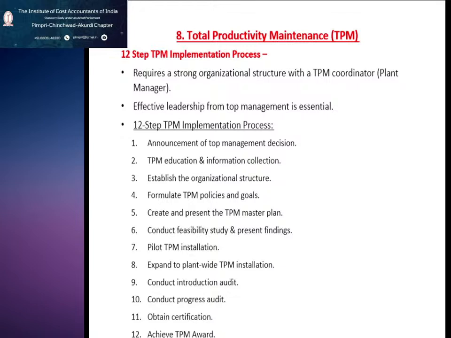Then there is a need for TPM education and information collection. Then establishing the organizational structure, formulating TPM policies and goals, creating and presenting the TPM master plan, and conducting a feasibility study and presenting findings. Pilot TPM implementation would be a success indicator, followed by expansion to plant-wide TPM implementation. Then the 9th step would be conducting an introduction audit. The 10th step would be conducting a progress audit. The 11th would be obtaining certification, suitable recognition or accreditation for the implementation of TPM. And the 12th step will be achieving the TPM award.